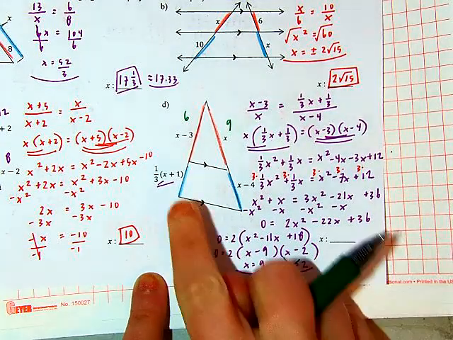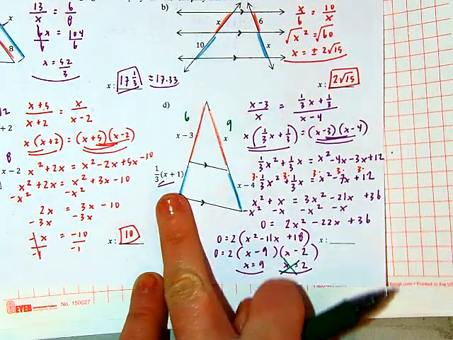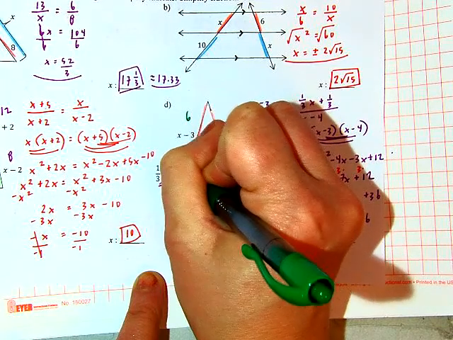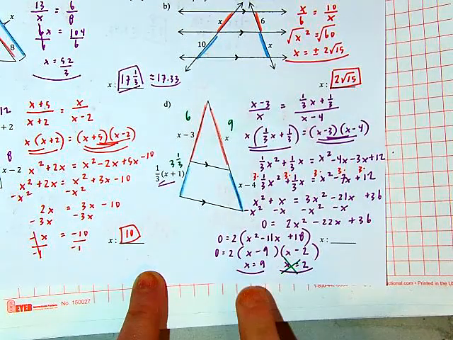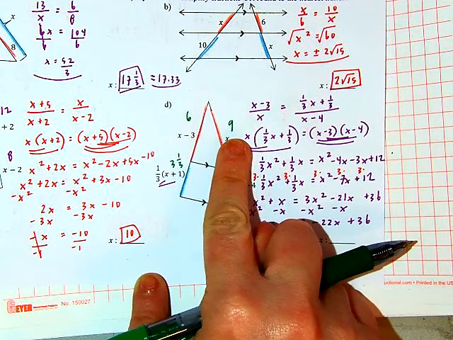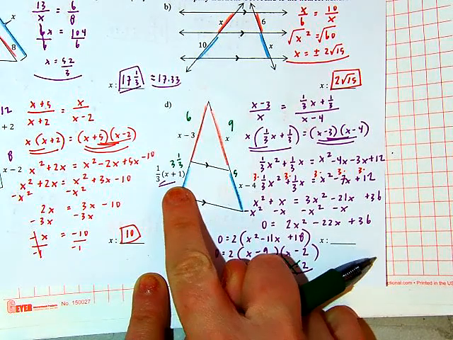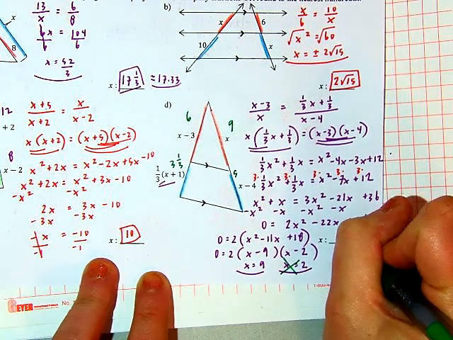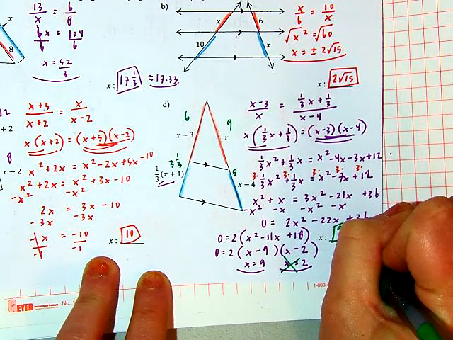Okay, over here, if I plugged in 9, a third of 10 would be 3 1/3. And 9 minus 4 would be 5. So 6 to 9 would be 2/3. 3 1/3 to 5 would also be 2/3. So x is 9. We solved for it. We got it. We are done.